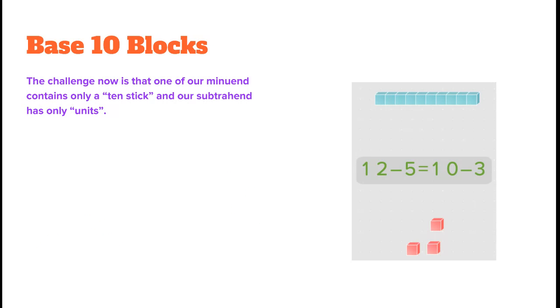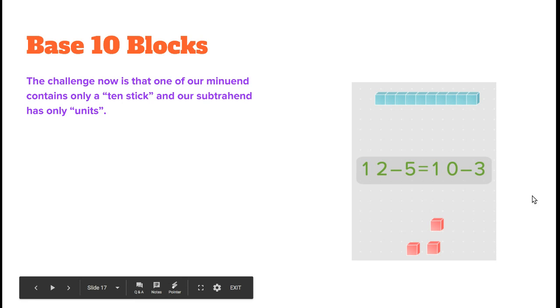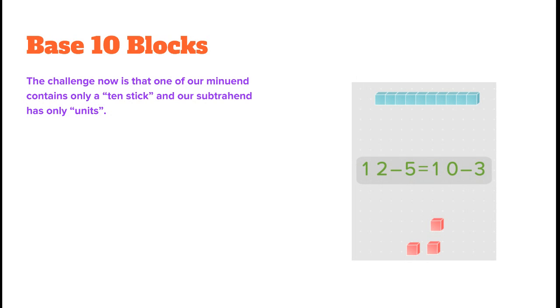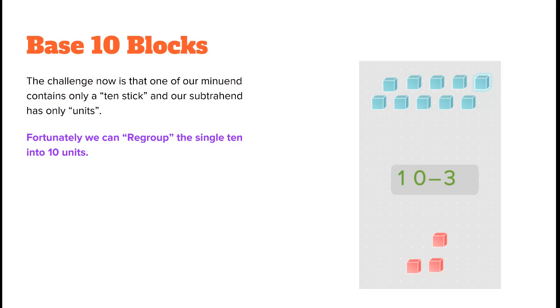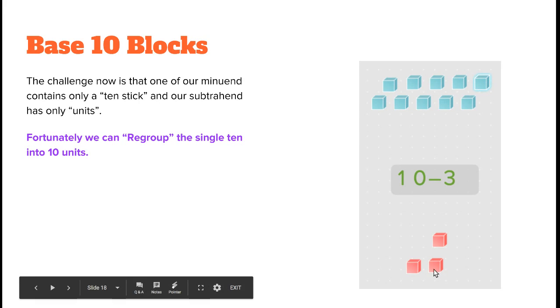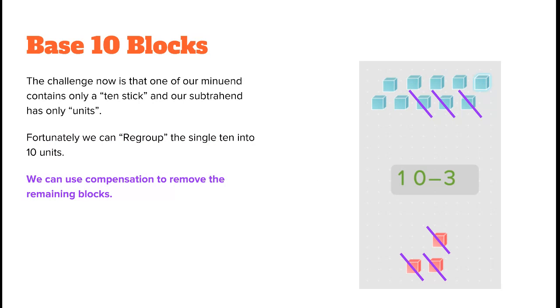All right, so let's continue this. So I have a 10 stick. I can't cross these out anymore because the 10 is kind of glued together as one stick. But that's no problem because I can just take that 10, throw it back in the box, and take 10 ones out instead. And now I can use that regrouped set, and I can start removing from both the minuend and the addend, applying that compensation strategy.